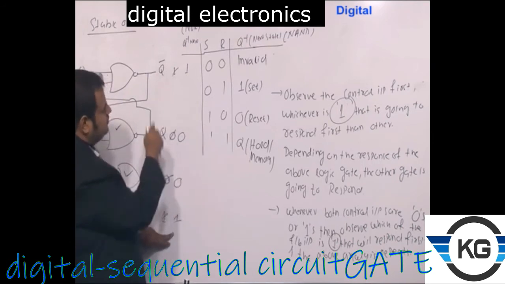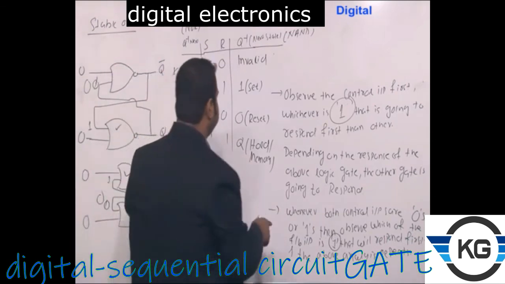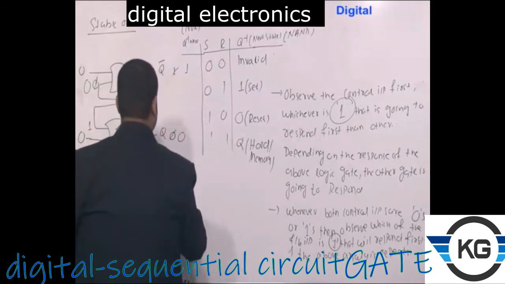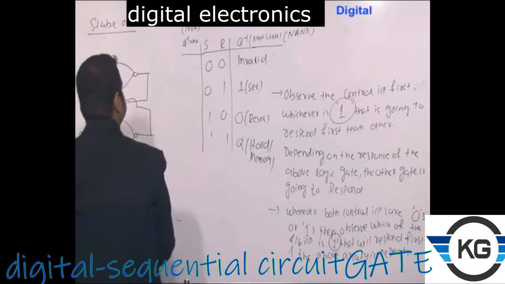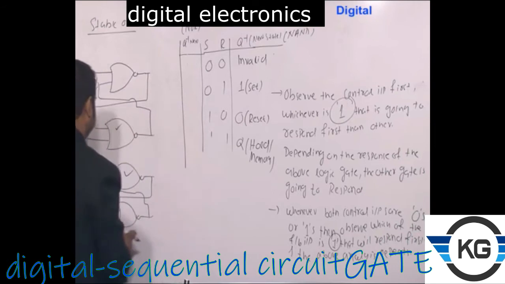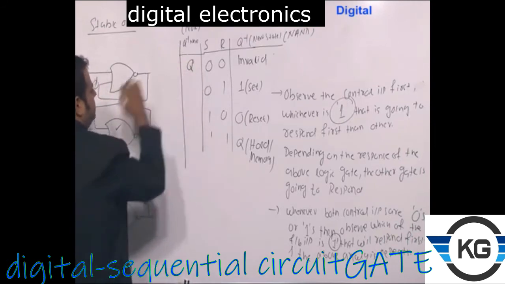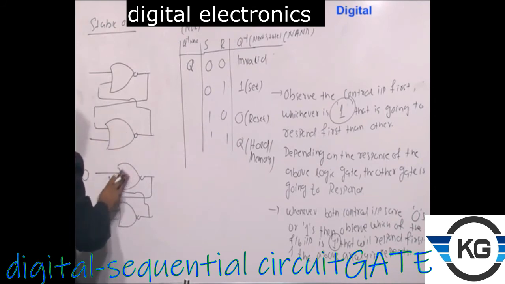So what is the terminology I should write here? Can I erase this? Because I don't have space here. Okay, let us try to have a space. Okay. So what you observe is that when both are 0, 0, it is maintaining the previous state, that is Q. So you make a comparison of SR NAND latch and SR NOR latch.